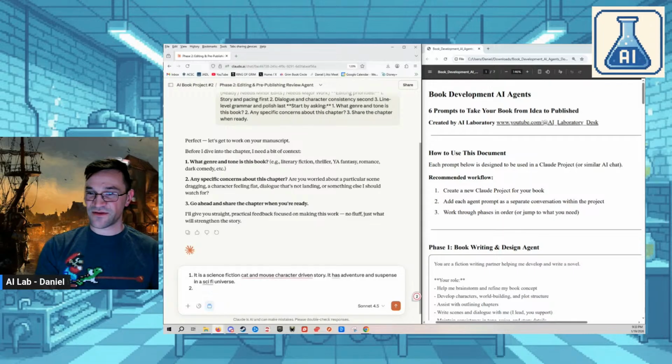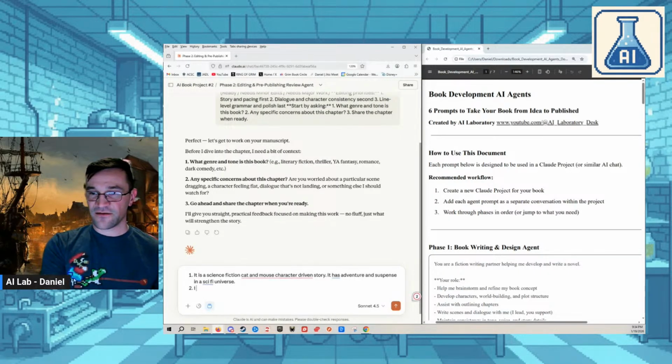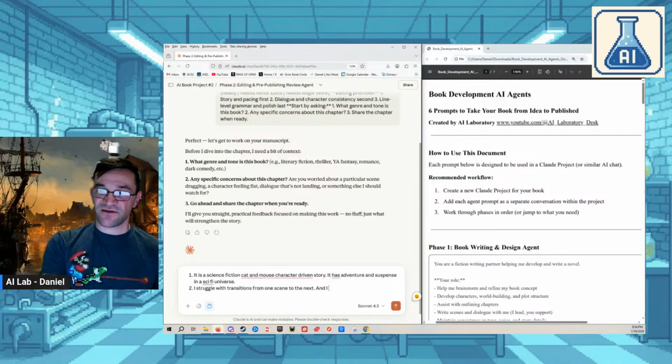1, 2. All right, any specific concerns about this chapter? So right now, this agent's making the assumption we're dealing with one particular chapter. I struggle with transitions from one scene to the next, and I don't know. Since we don't actually have a chapter to feed into it just yet, let's try and come up with something that's more specific concerns. Don't know if people like my characters or not.